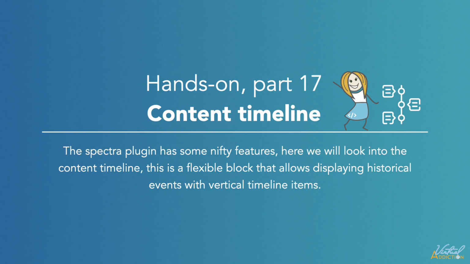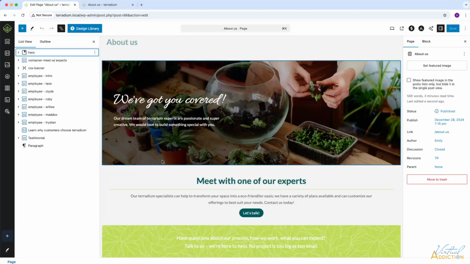This block has tons of customizations and ways that you can make your timeline your own. You can add a title, a description, icon, and dates to the timeline. You'll be able to adjust the color and the typography to suit your website needs. So let's jump in and see how we can add a timeline.